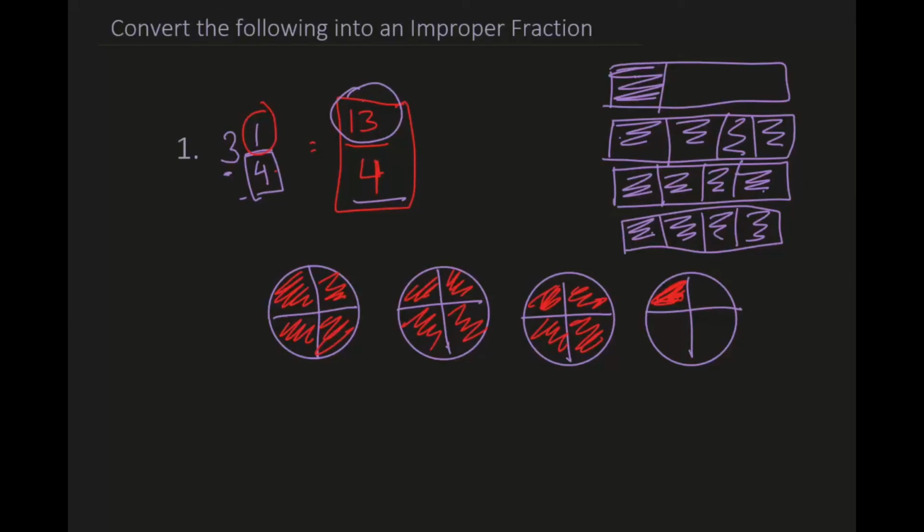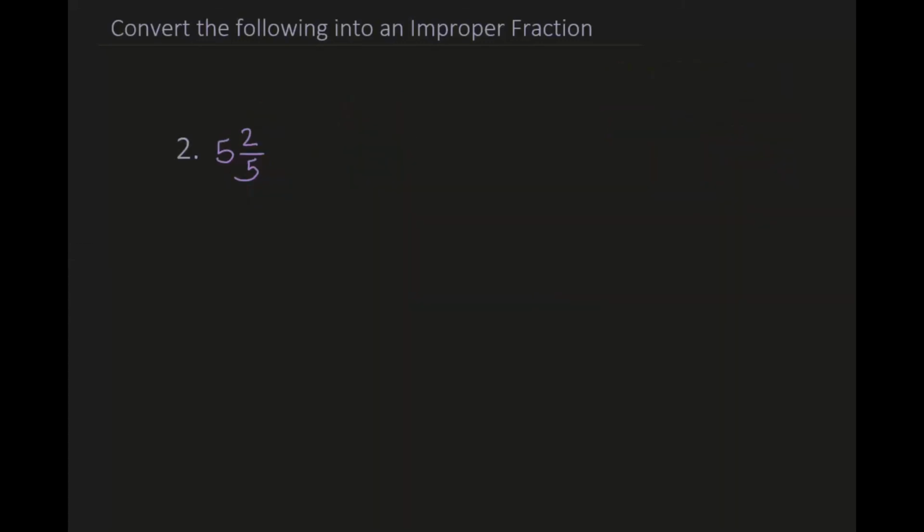Now I'm going to show you one more problem. Convert the following into an improper fraction again. So this time we're going to do it in a more mathematical way. So let's write it a bit bigger. So we have 5 2/5.